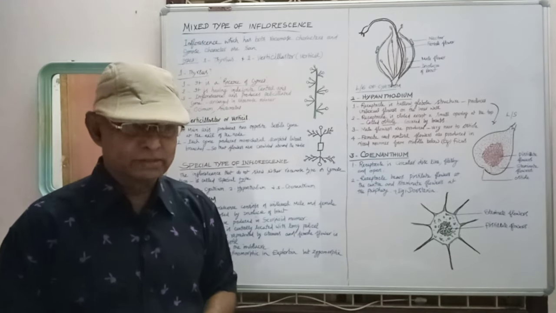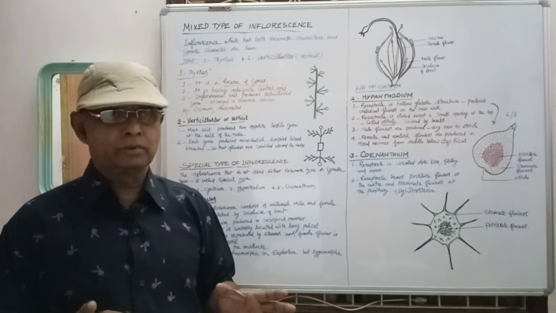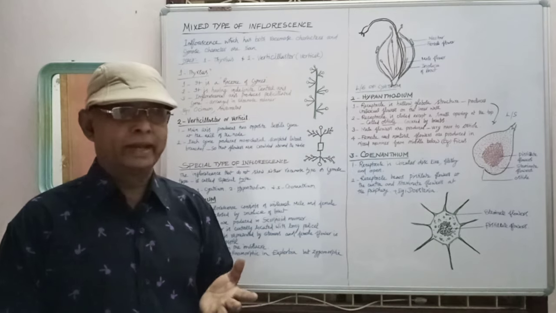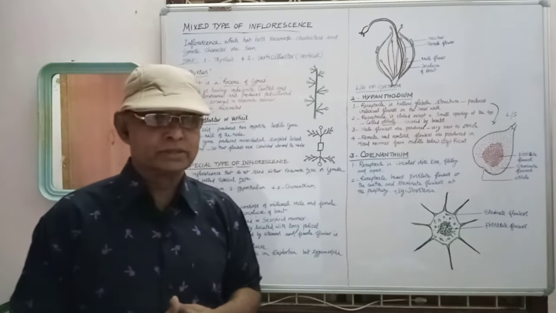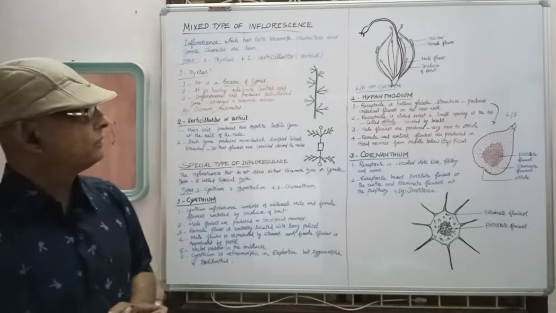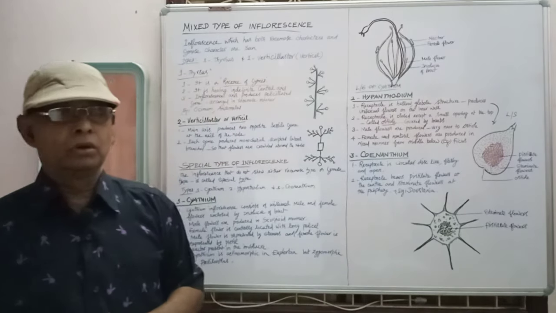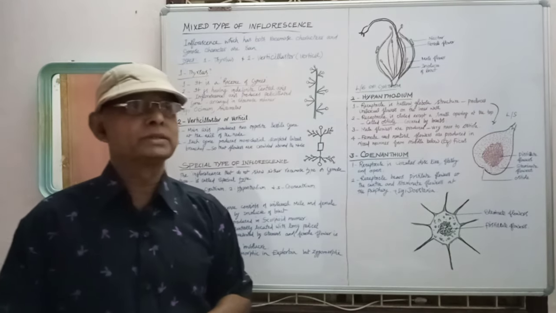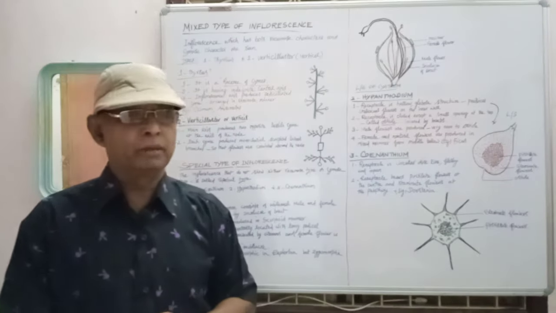So, in the case of verticillate, no racemose type can be seen. Two cymose types can be seen. One is dichasial cyme, another one monochasial cyme. Thyrsus can be seen in the case of Ocimum, Tulasi. But in the case of verticillate, the example is Leucas aspera, Tumbai. So that is about the mixed type of inflorescence.